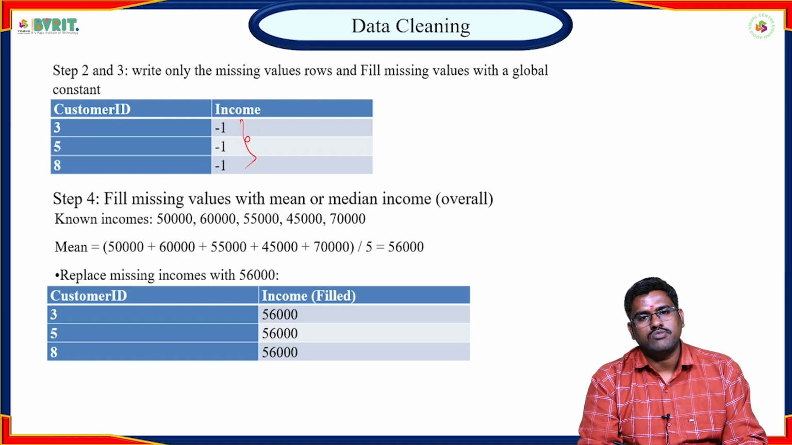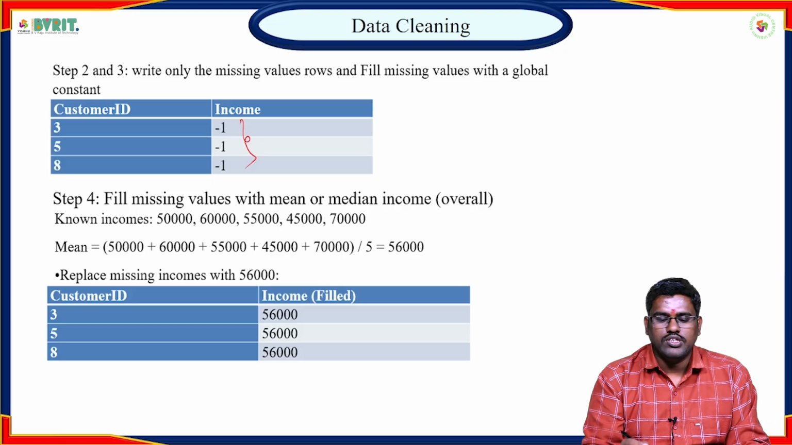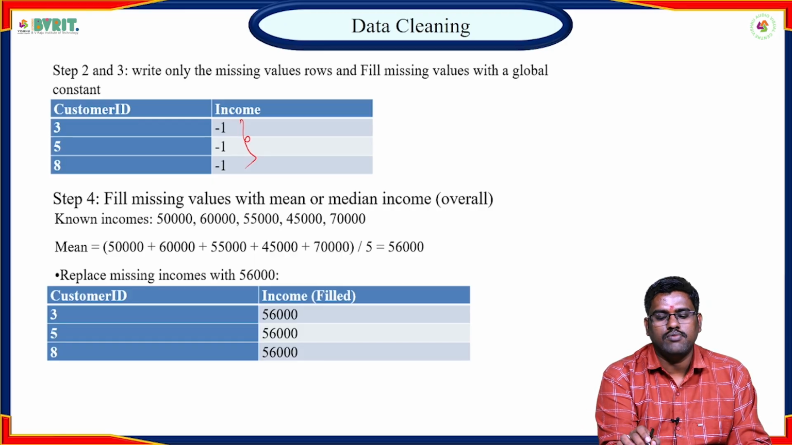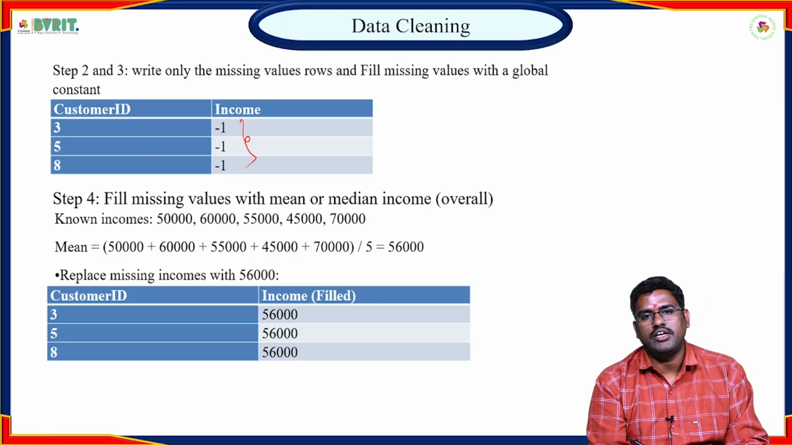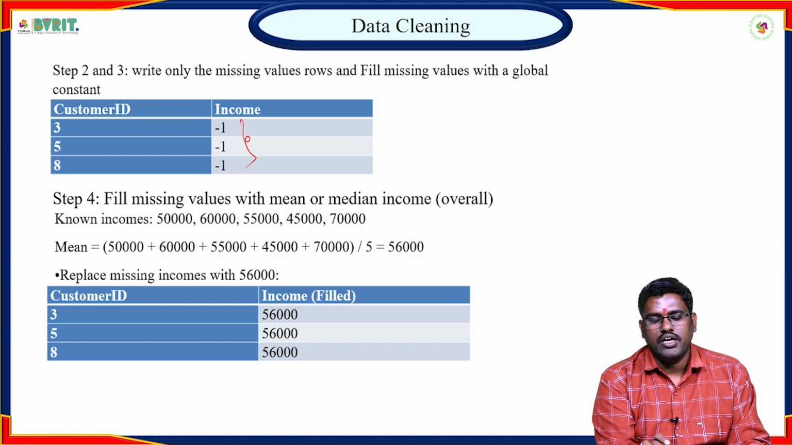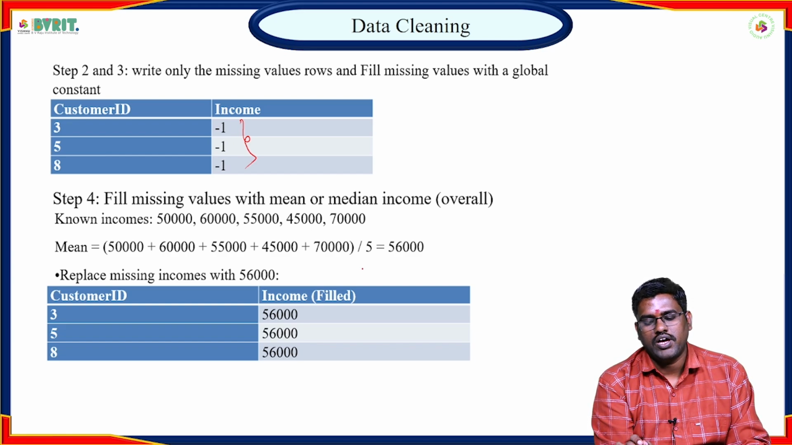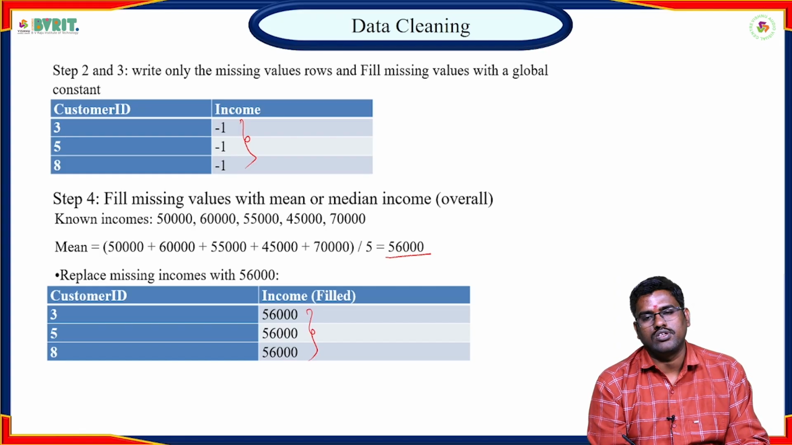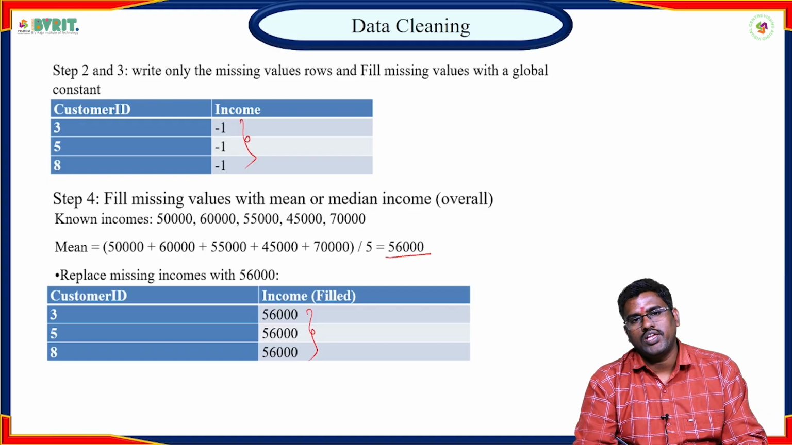The next step is based on the mean and median. The mean is computed from the different income values in the complete data of the given set. We add all the values and divide by 5, and the total is 56,000. Now in place of -1, we replace with 56,000. Again, we are not improving this, because the same value is displayed everywhere. We don't want to place the same value in all three rows, so we have to change these three into other values. That's why we go to the next step.